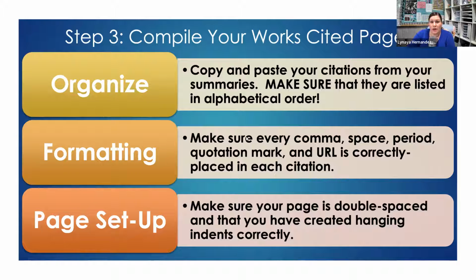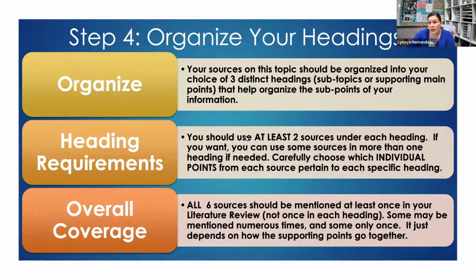So you'll compile your works cited page and then you'll organize your headings. In this paper, you need to have 3 headings. If you think about your topic as a big umbrella, what are the supporting spokes of that big umbrella topic? When you look at your sources, you'll be able to pull out several big ideas that all the sources cover or have in common. By big ideas, I mean sub-points or main points that support the overall point that you're making here.